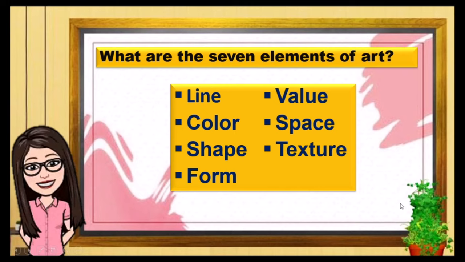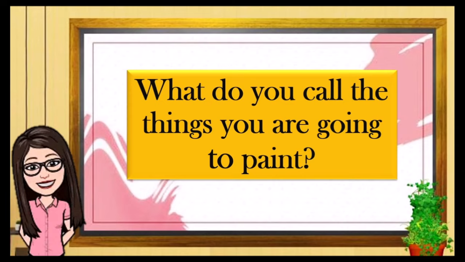What do you call the things you are going to paint? In East Asia, the objects or items that are usually put into paintings are called subjects, themes, or motifs. This may be about animals, people, landscapes, and anything about the environment.